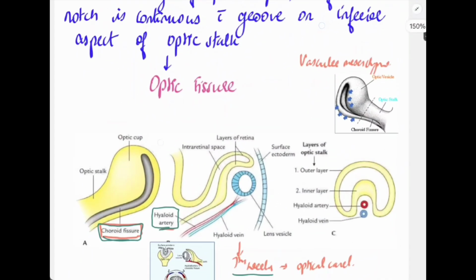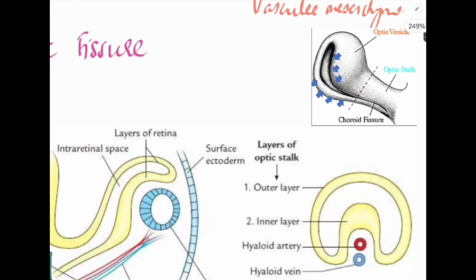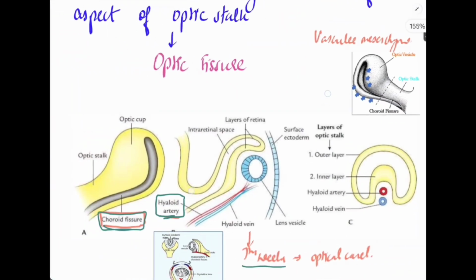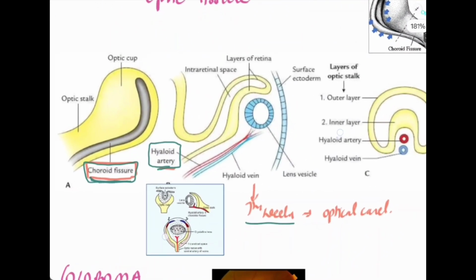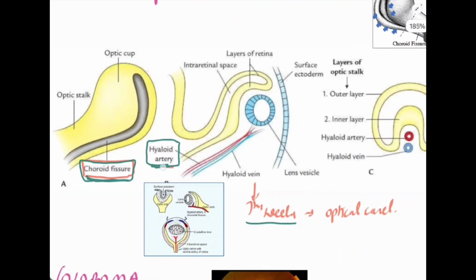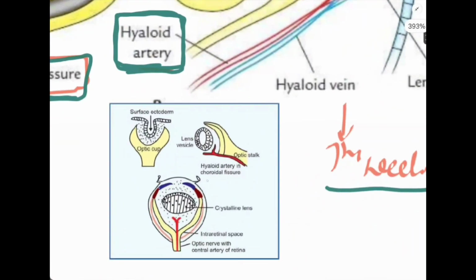The inferior edge of the optic cup is deficient, and this notch is continuous with a groove on the inferior aspect of the optic stalk called the optic fissure or the choroidal fissure. Vascular mesenchyme now grows into the optic fissure and takes with it the hyaloid artery. Growth of the margins of the fissure around the artery occurs and the fissure closes by the 7th week.